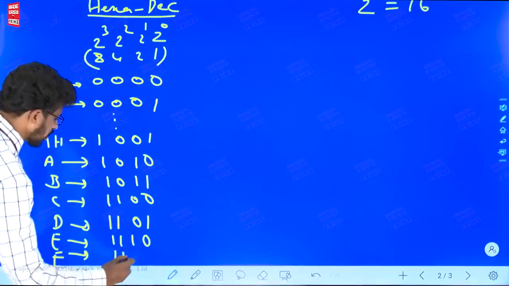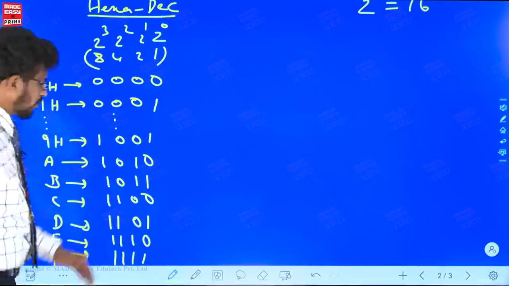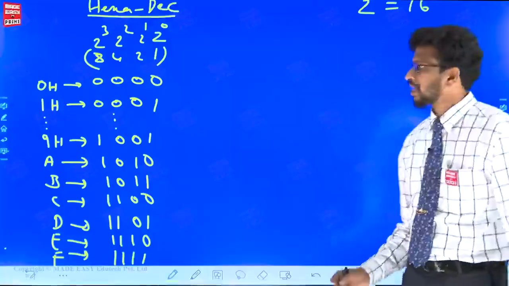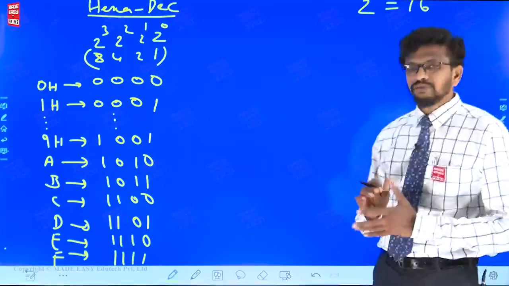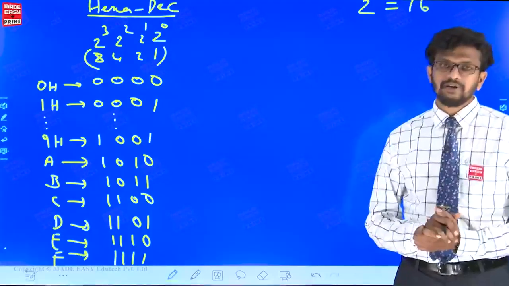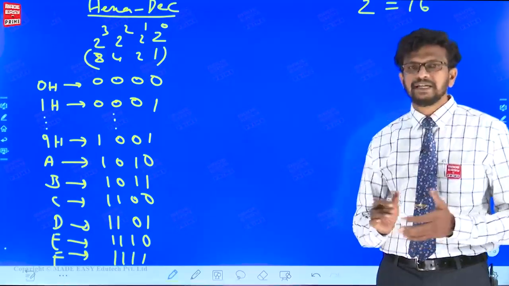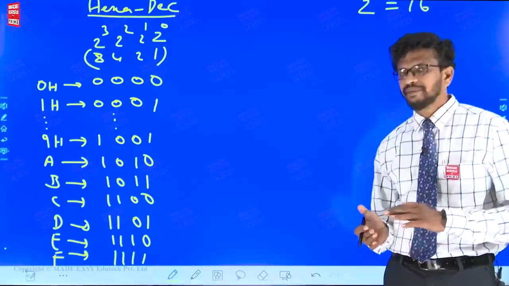This is 1, 1, 1, 1. This is how we write the codes of all the 16 hexadecimal values. Okay. Now, to perform these arithmetic operations or logical operations, you must be well acquainted with the concept of binary conversions, or how to write the data in the binary form.